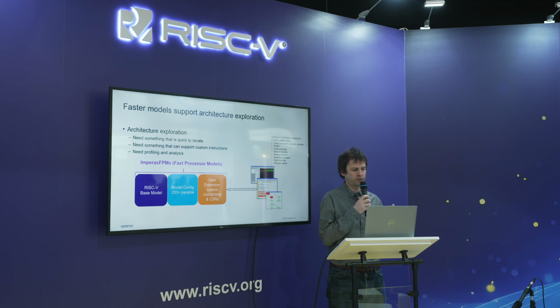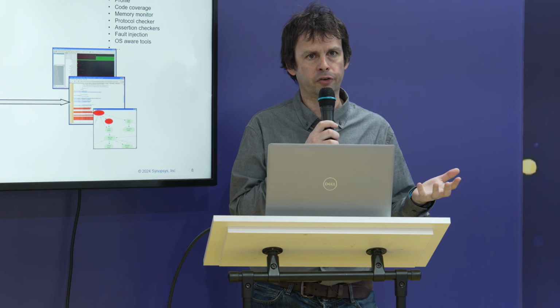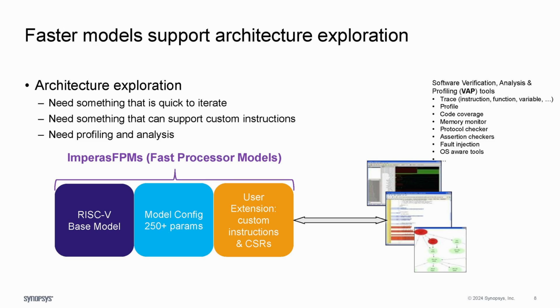And you need something that's easily extendable, and you need something that you can profile and analyze to see what benefits you're getting. And the way the Imperas fast processor models have been architected means that there's a strong, rigorously tested base model. It's customizable, it's configurable, so you can choose which of the standard ISA extensions you need. You can add your own custom extensions to that as well.